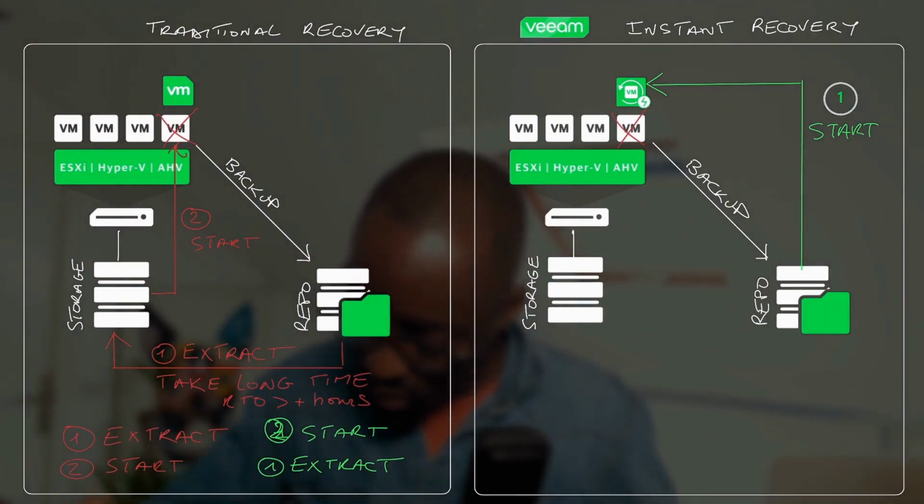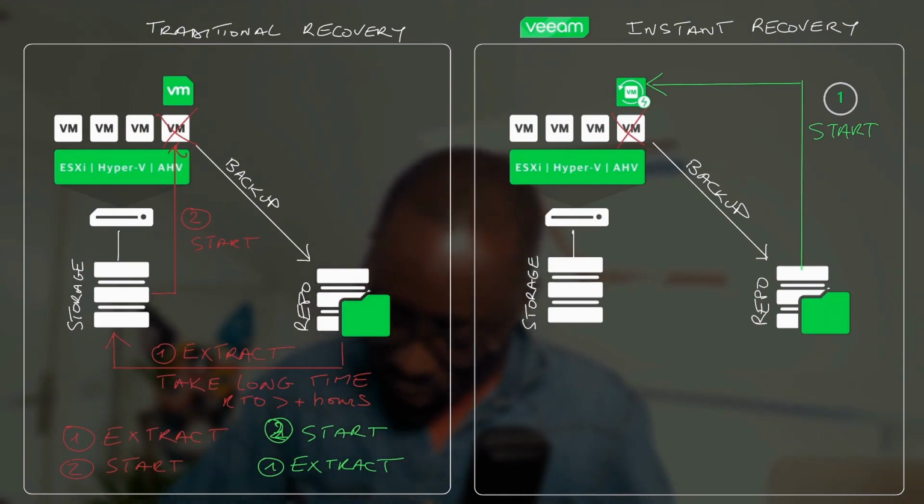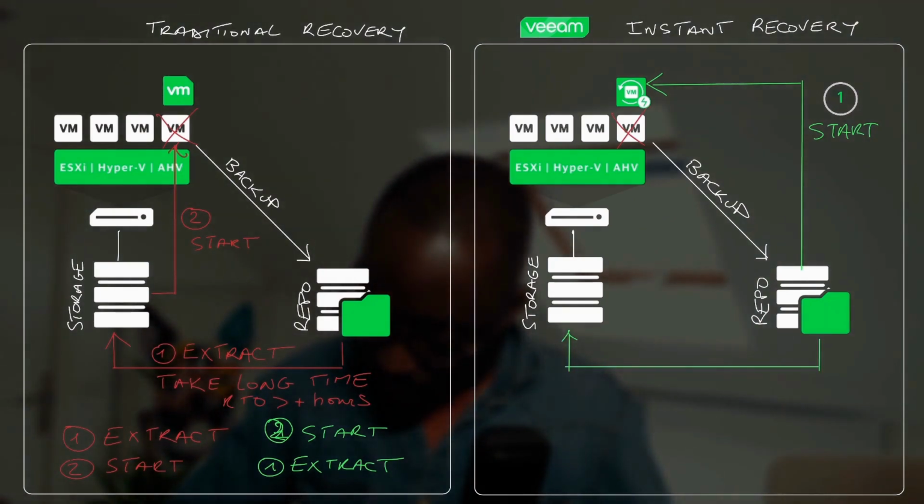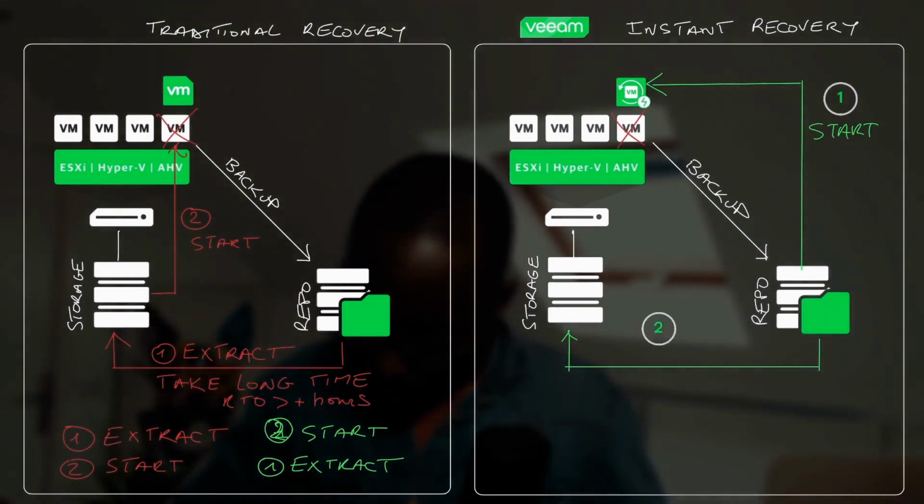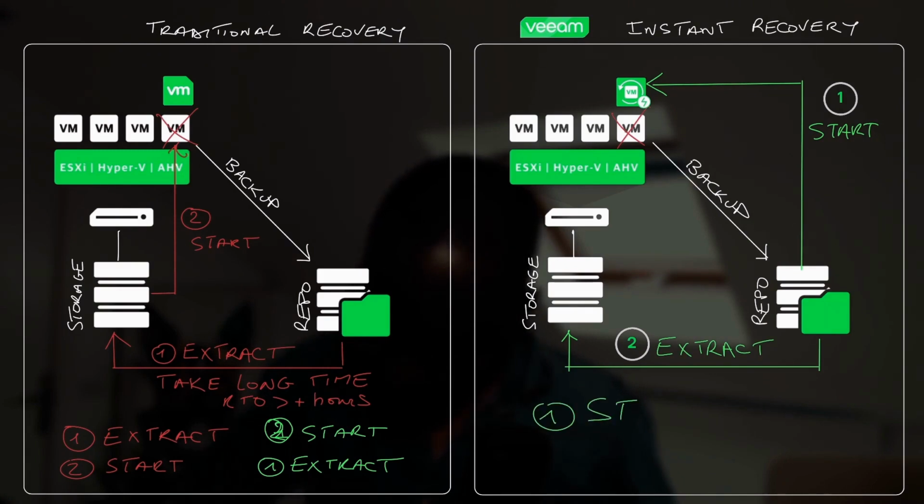This method ensures that the data is available almost immediately. Then, the extraction step will be done in a second phase, and we will represent the extraction step here in the same way as before. So, we first have the startup, and then the extraction.